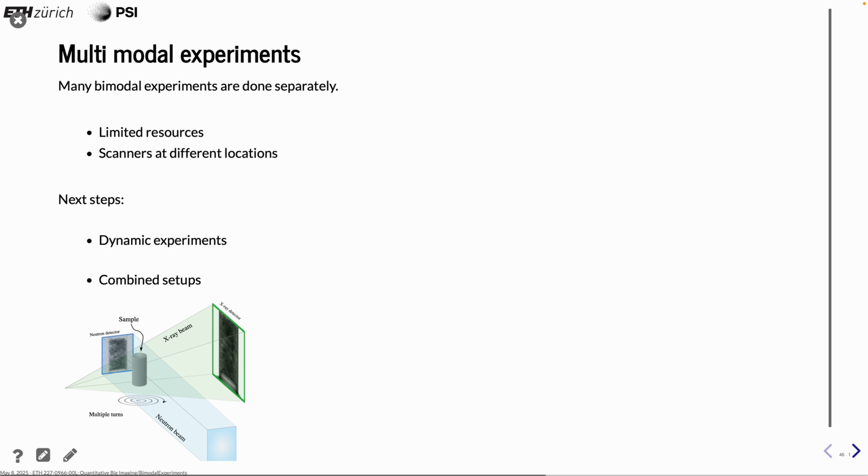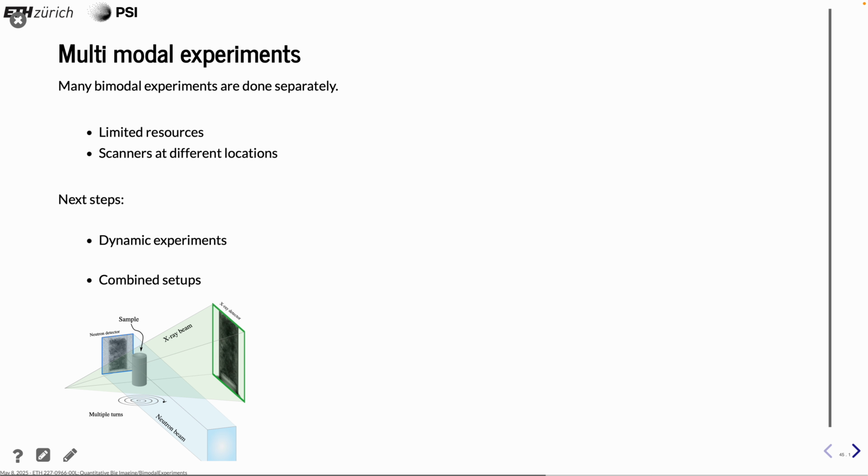What you also have to think about when you set up your multimodal experiment is that you may have to do them separately. It's not always that you can do them combined. It can be that the scanners are not even possible to combine, or that they are in different locations. It could be that in the hospital you have an MRI and an X-ray CT scanner, and the patient actually has to be transported between the two because they are different machines.